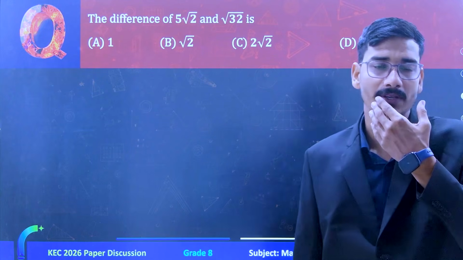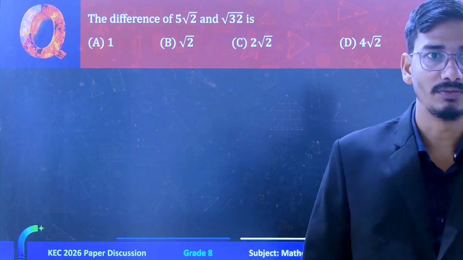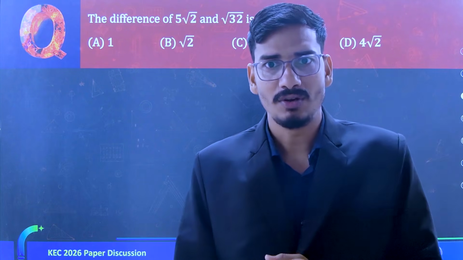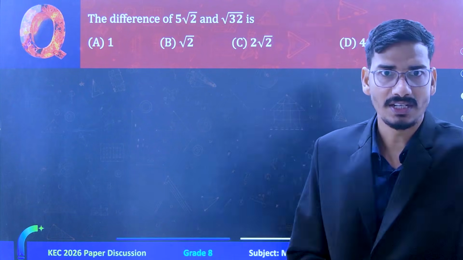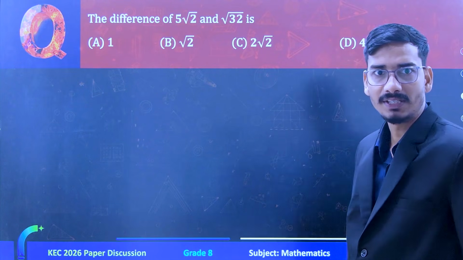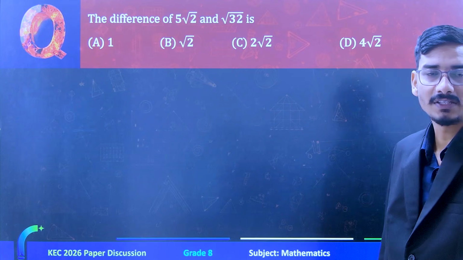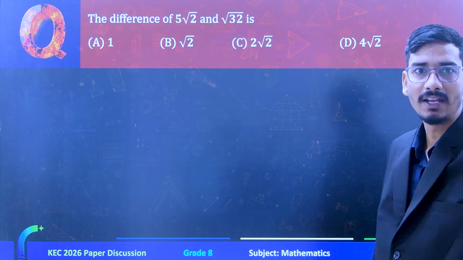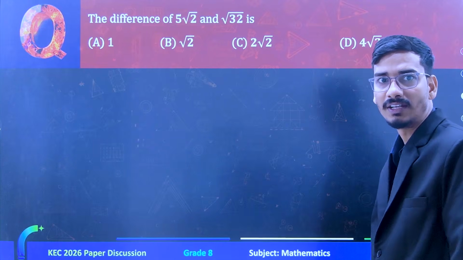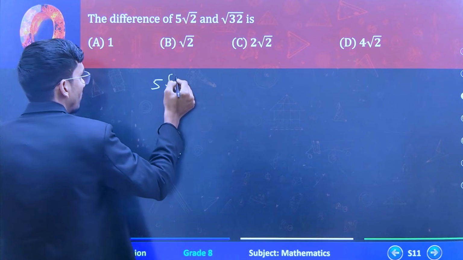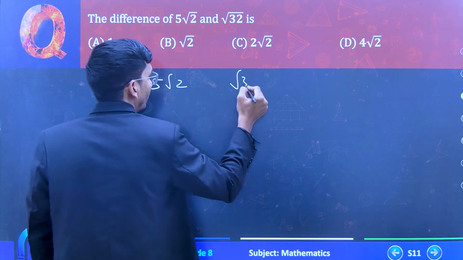the difference between 5 root 2 and root 32. This question is a little good question, you can say. According to you, this question is a little good question. So come with this one. Question telling, beta, the difference between 5 root 2 and root 32. So first of all, we will write 5 root 2 and root 32.